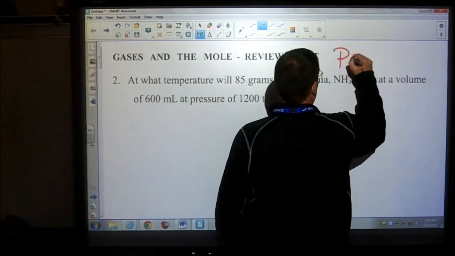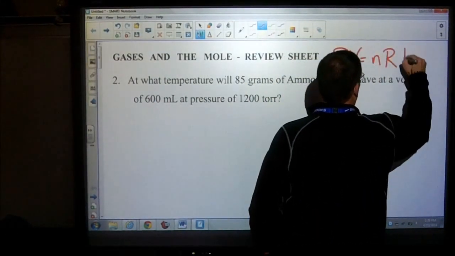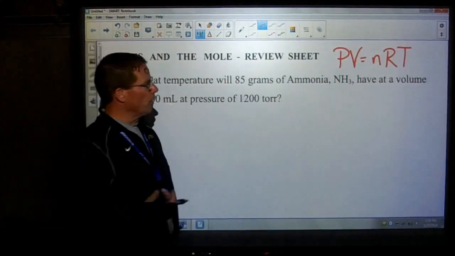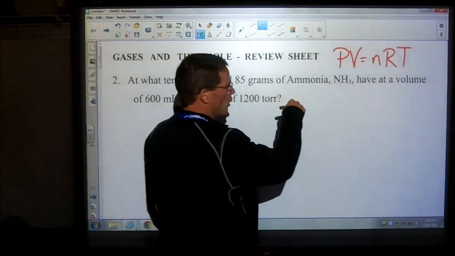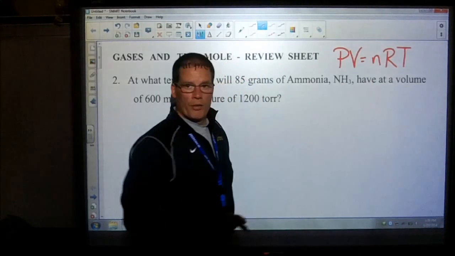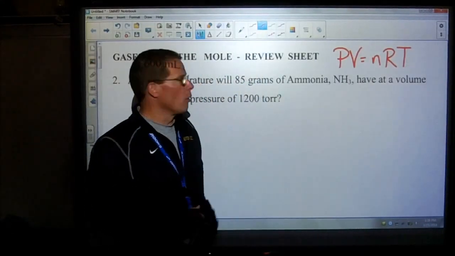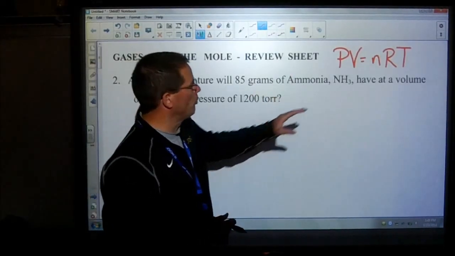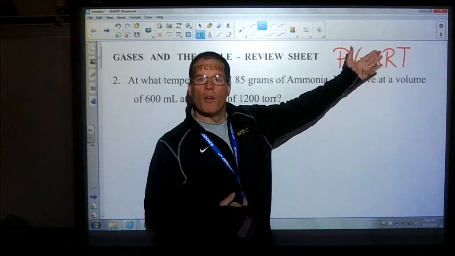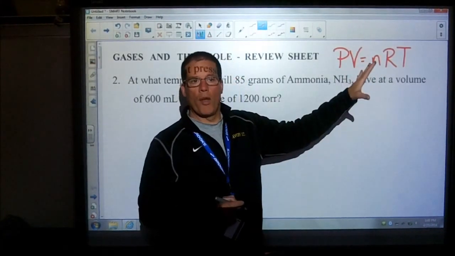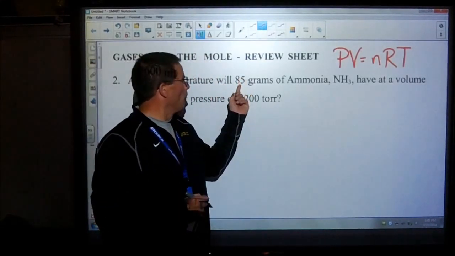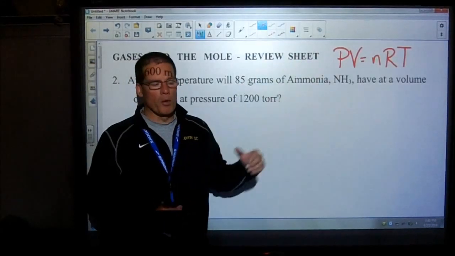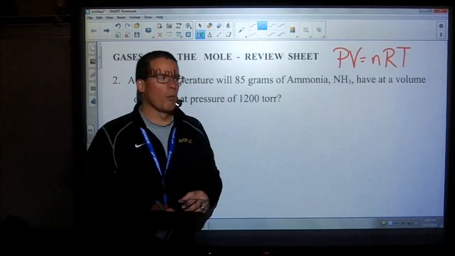So yes, we will be using PV equals nRT for this problem, but that's all we're going to be using. Now, you could do a couple things here to solve for this. You could convert the grams of ammonia to moles of ammonia and place it right in there, or you could simply find the molar mass for the ammonia and then insert it into the PV equals nRT equation by substituting little m over big M for the number of moles. I actually like that, so I'm going to show that way. But again, converting the 85 grams of ammonia into moles of ammonia is also acceptable. So there's more than one way to work this out.